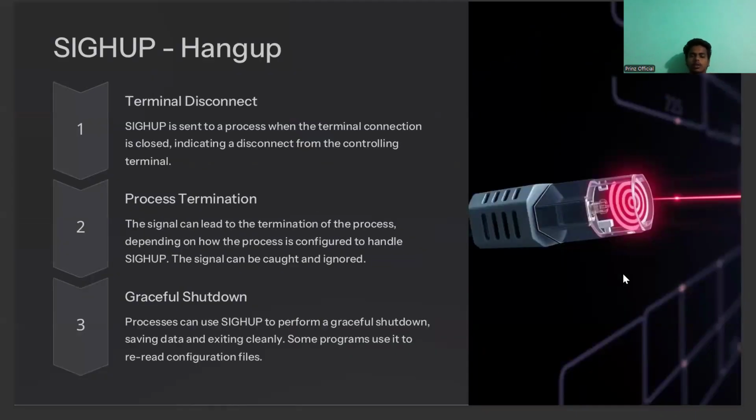Again, we are going to discuss SIGHUP, hang up. What is meant by SIGHUP, hang up? Terminal disconnect. SIGHUP is sent to a process when the terminal connection is closed, indicating a disconnect from the controlling terminal. Process termination. The signal can lead to the termination of the process depending on how the process is configured to handle SIGHUP. Graceful shutdown. Processes can use SIGHUP to perform a graceful shutdown, saving data and exiting cleanly.